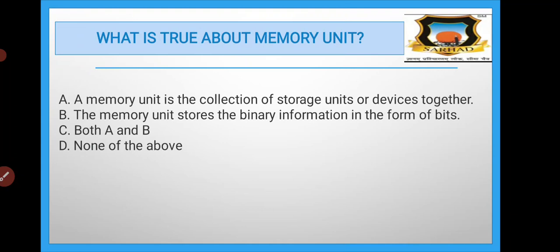Okay. Now question number 13. What is true about memory unit? Option A, memory unit is the collection of storage units or devices together. Option B, the memory unit stores the binary information in the form of bits, and option C, both A and B. And option D, none of the above. So the correct answer is option C, both A and B.